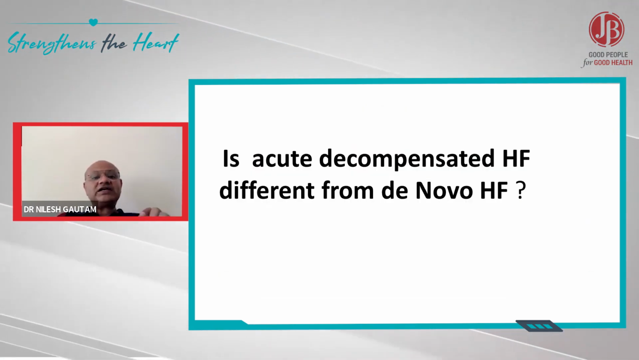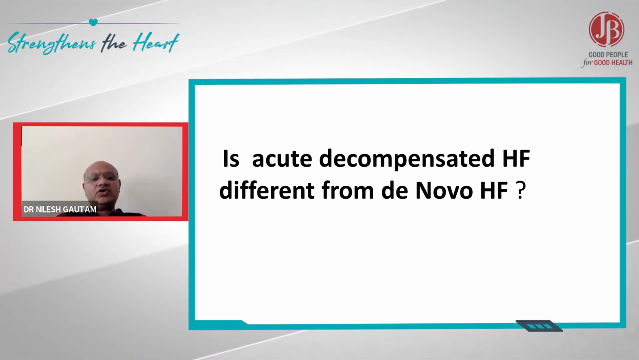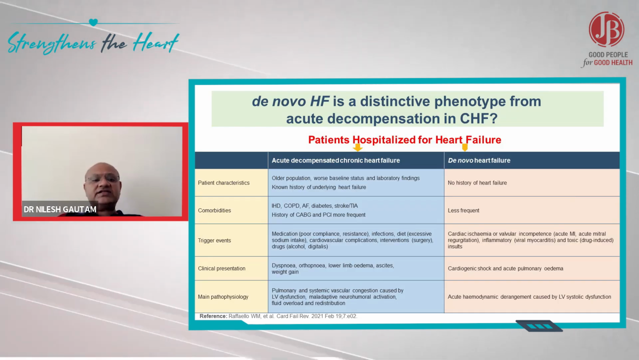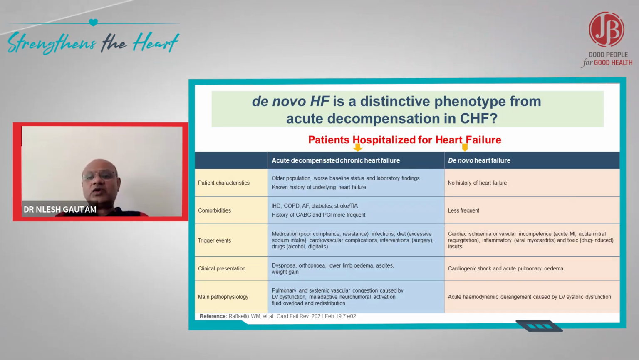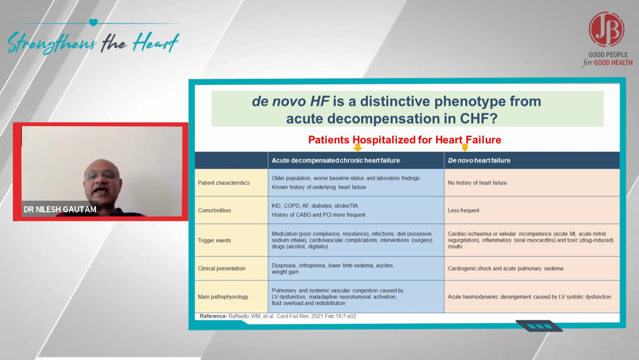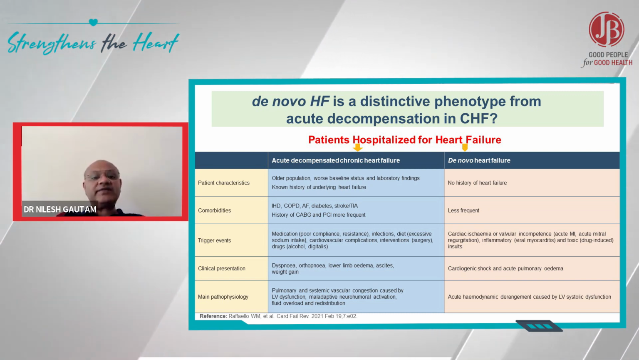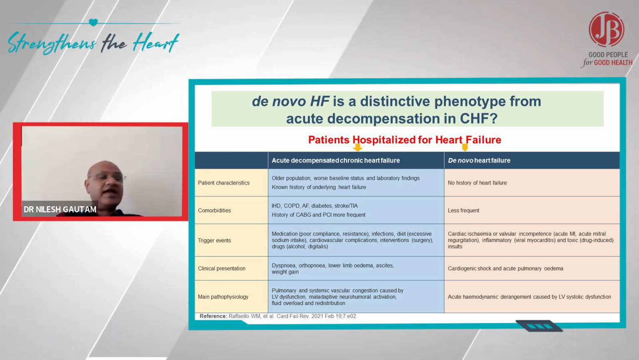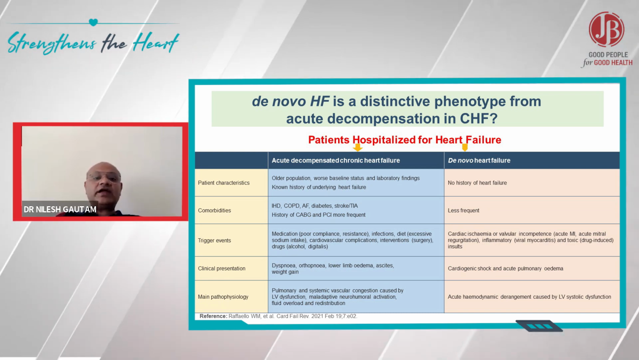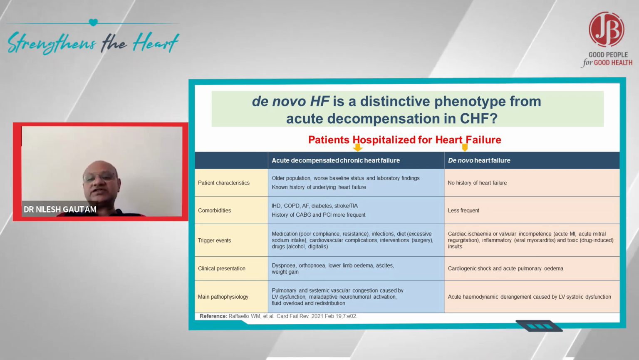So is acute decompensated heart failure different from de novo heart failure? Is it really so? Let's come to what is de novo, naive, or first-time detected heart failure. The patient characteristic is that he does not have any history of heart failure. Whereas an acute decompensated heart failure patient may be a primary index event, or an already chronic heart failure patient who has known underlying heart disease and has now come with worsening heart failure.